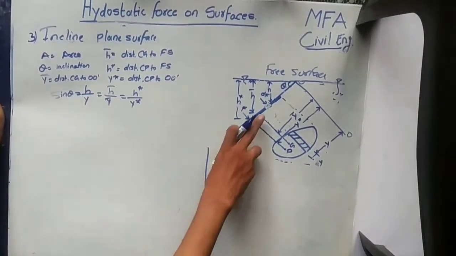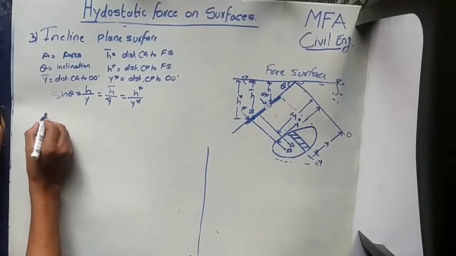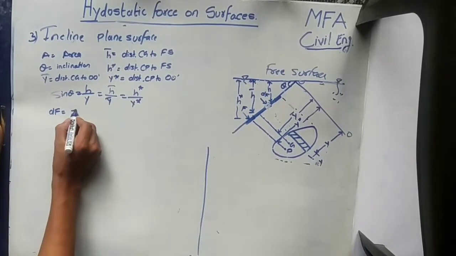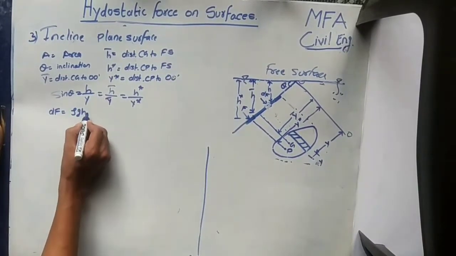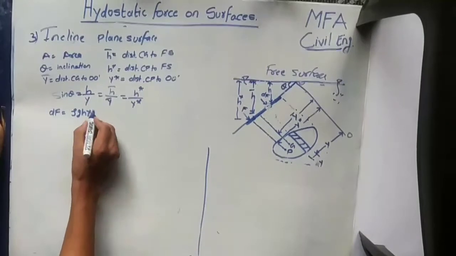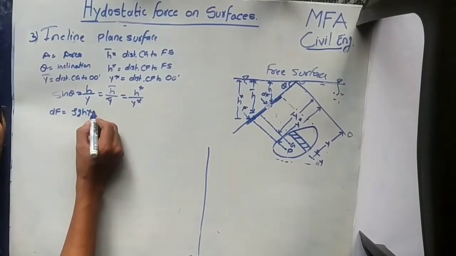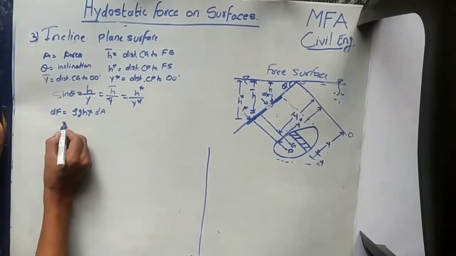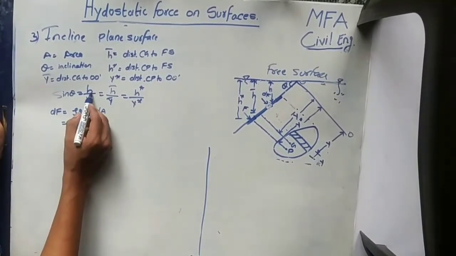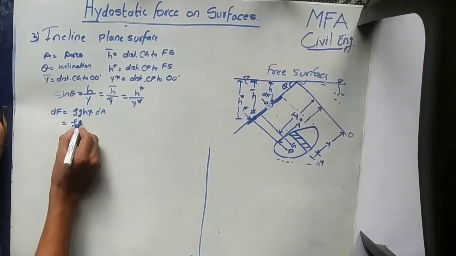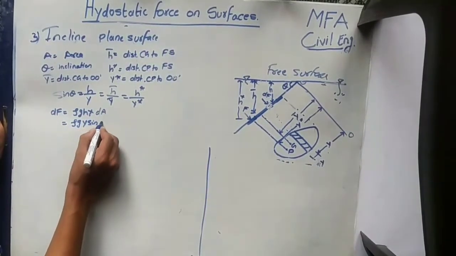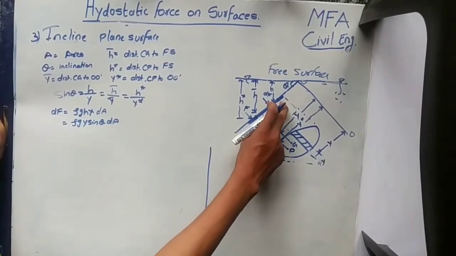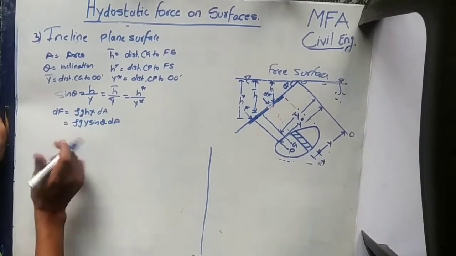Now the pressure force acting on this small area, dF, is equal to rho g into h into the area of this small element, dA. Now from this relation we know h is equal to y sin theta, so dF is rho g into y into sin theta into dA. Now the total force acting on this plane surface can be obtained by integrating this value.